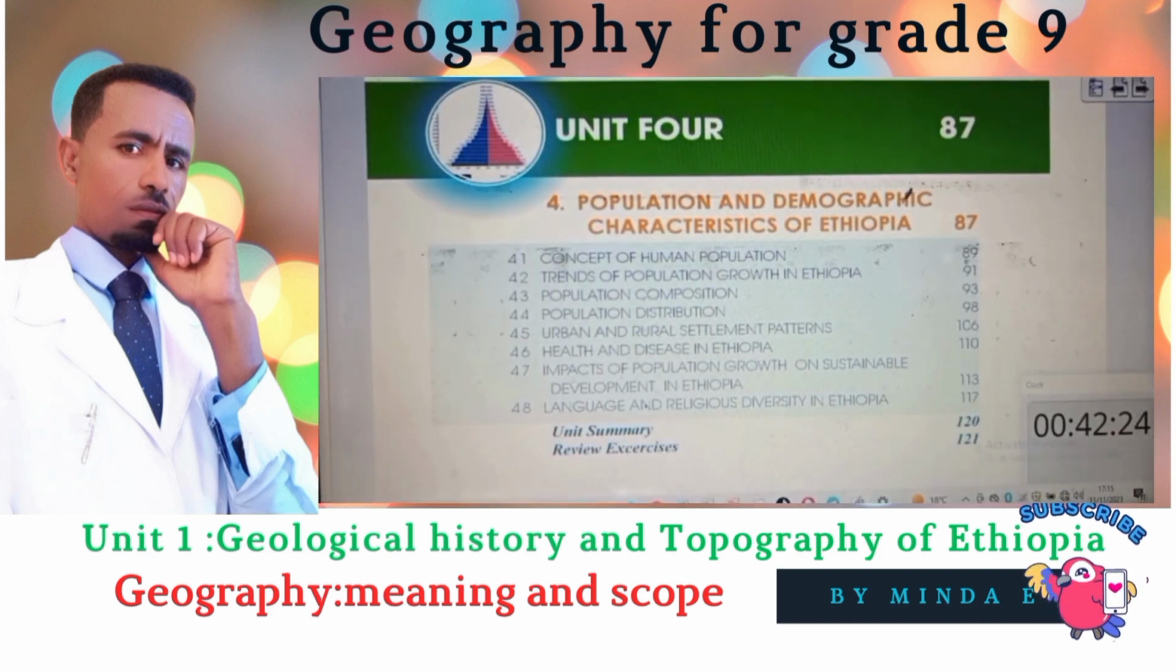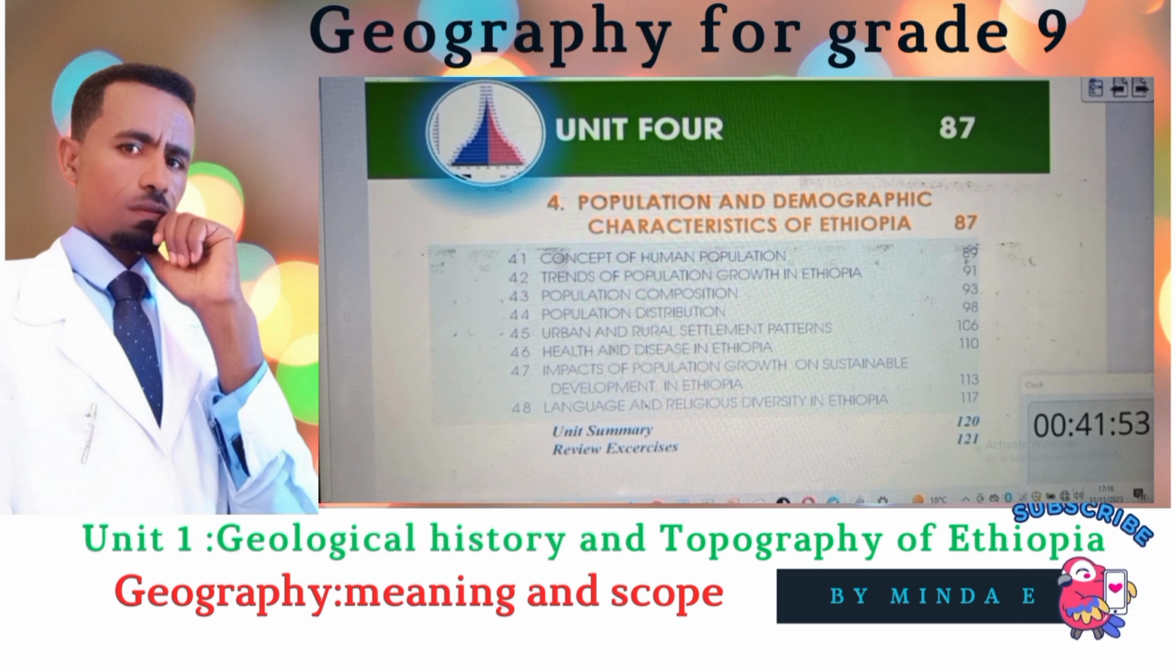And Unit 4 is about population and demographic characteristics of Ethiopia. Under Unit 4, we are expected to see 8 topics. The first topic is about the concept of human population. 2, trends of population growth in Ethiopia. 3, population composition. 4, population distribution.